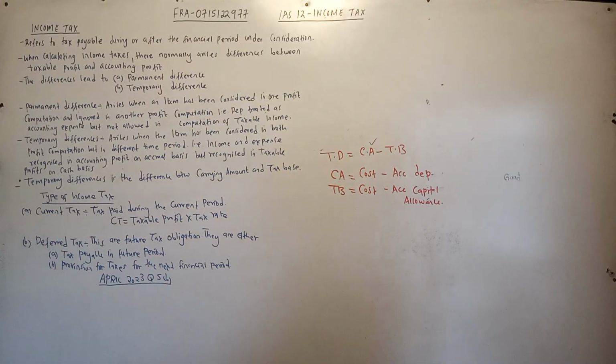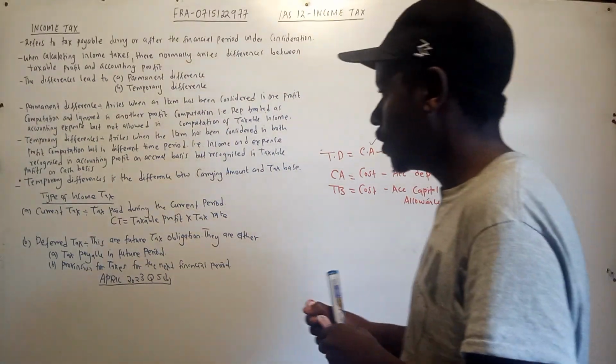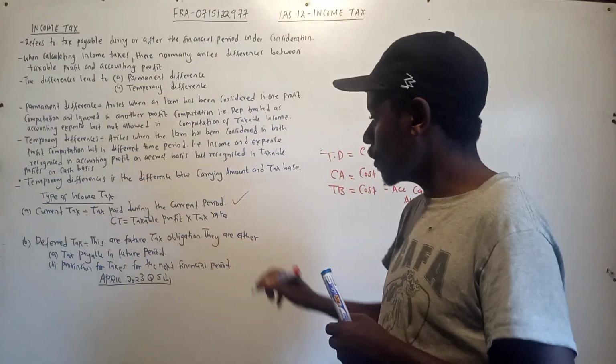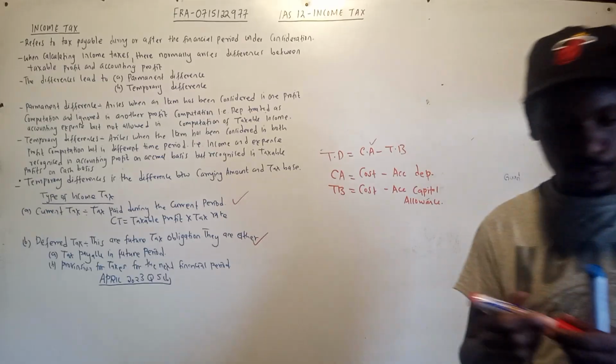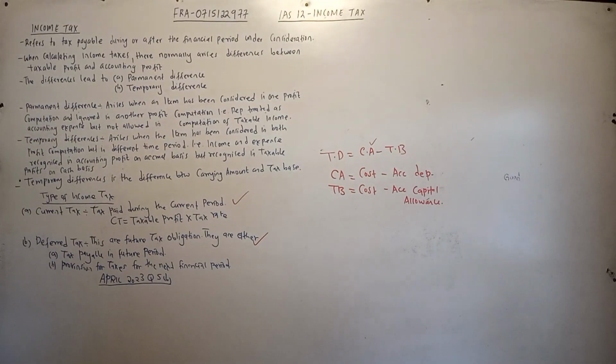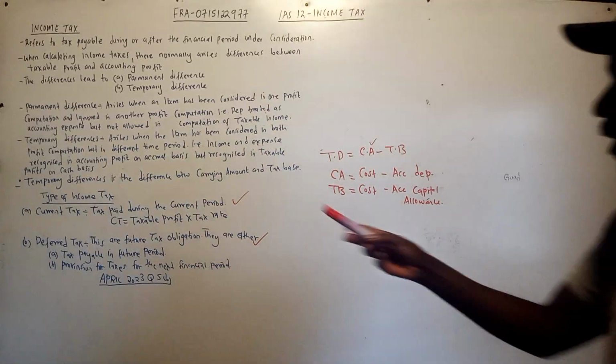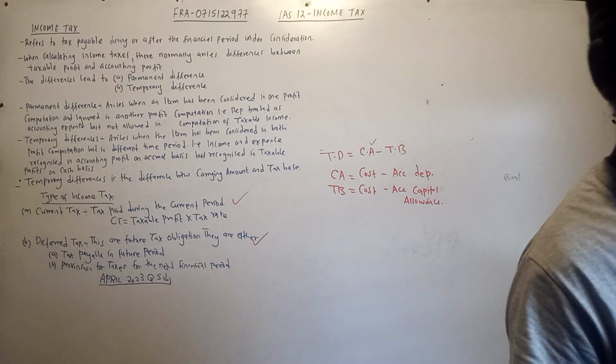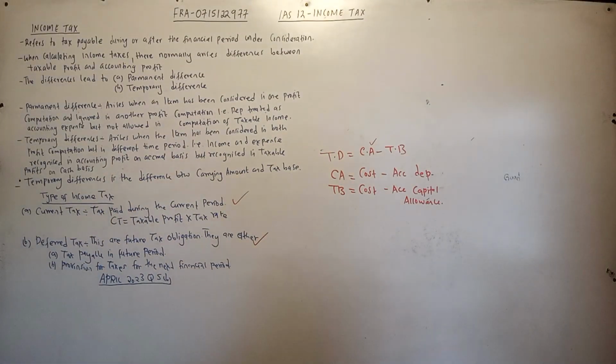Let's see the types of income tax. We have two types of income tax: the current tax and the deferred tax. For the current tax, we shall do a question, this one, April 2023. That will be a question for the current tax.